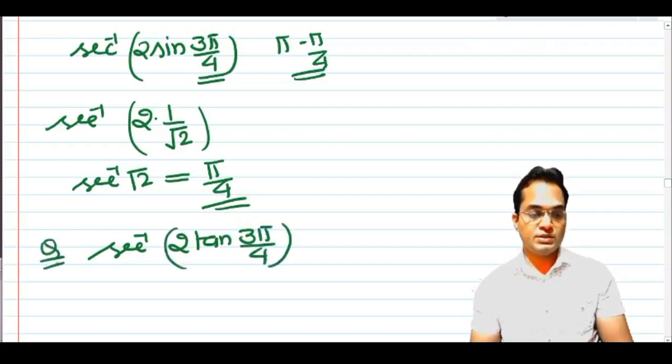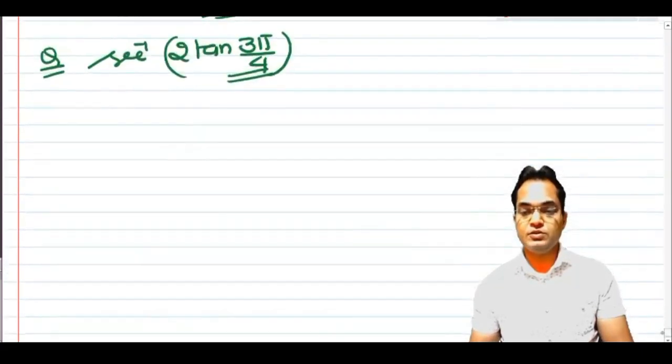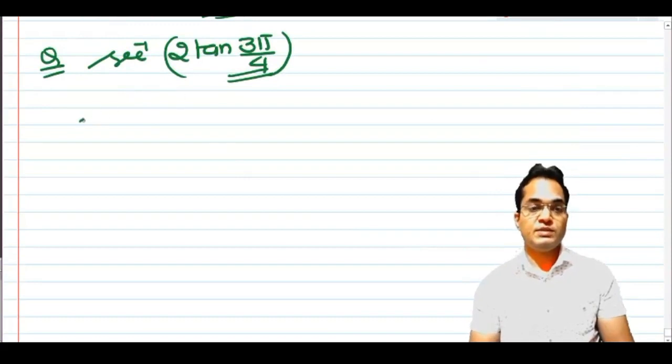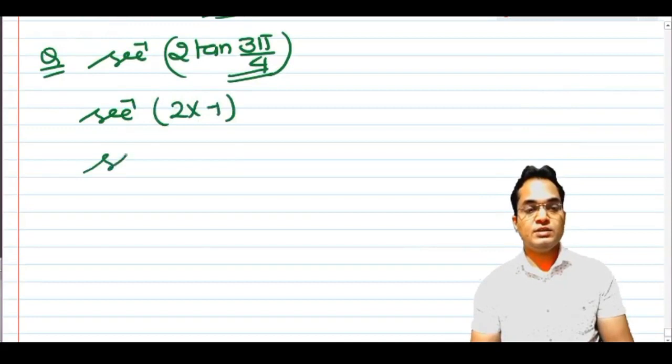And one more question: the value of sec inverse of 2 times tan 3 pi by 4. This is the question. Next, what is tan 3 pi by 4? As we know, it is minus 1. You have to know this also. That's why you have to find the value of sec inverse of 2 into minus 1. This is sec inverse of minus 2.